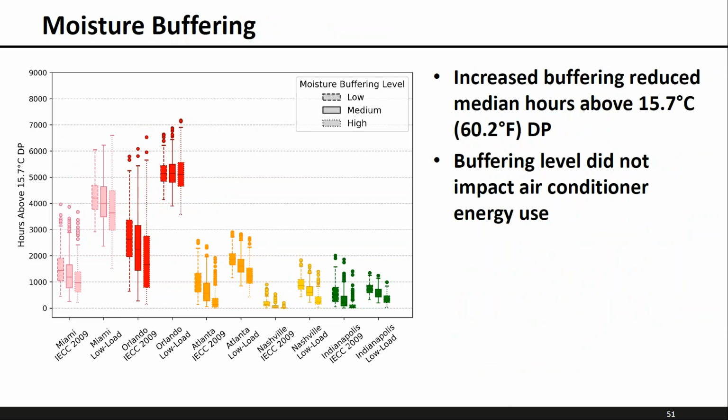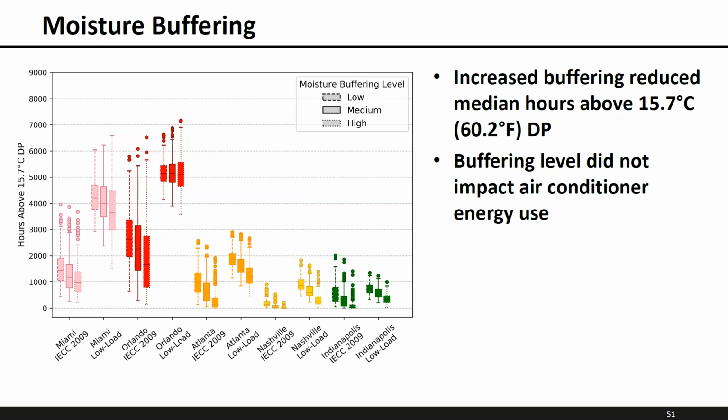Okay, so moving on to moisture buffering. Here we're showing a slightly different plot. The same quantities are being plotted. However, each box here represents the group of boxes shown by the different dashed lines surrounding the box, and in the whisker correspond to different moisture buffering levels. And so you have low, medium, and high moisture buffering levels plotted for each house.